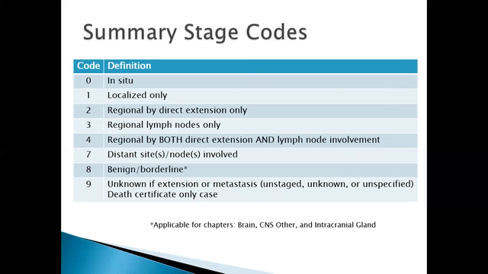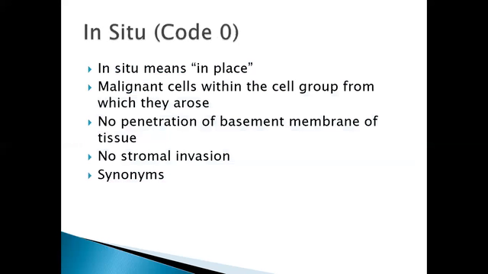And then there's 9 that we would use if it's unknown, if there's unknown extension or metastasis for that patient. So that could be worded as unstaged, unknown, unspecified, anything to that effect. And then also, if a patient case is identified by death certificate only, then a 9 will be assigned for that case as well.